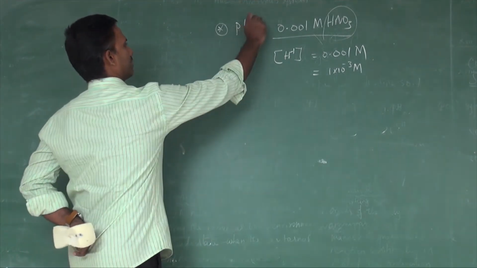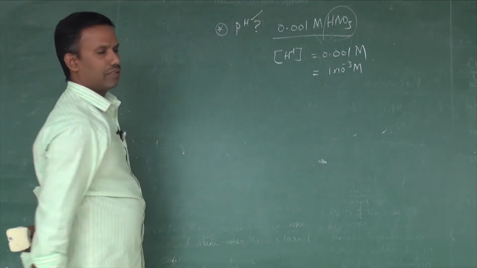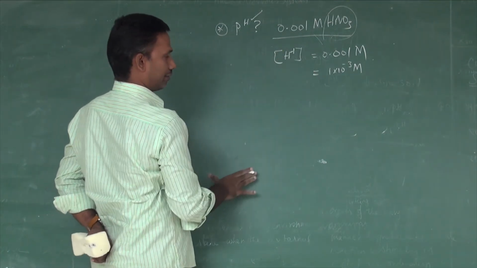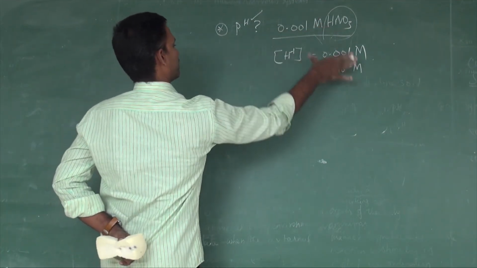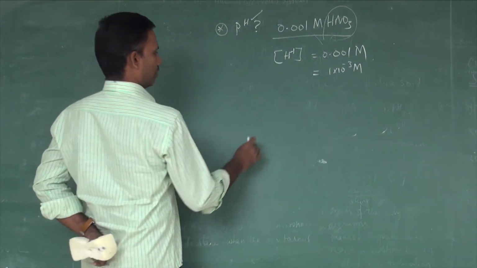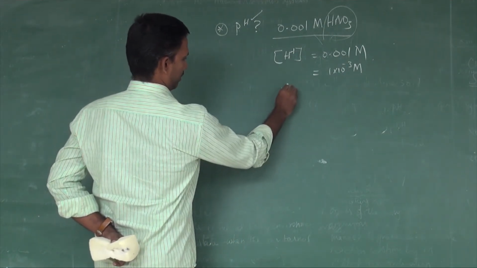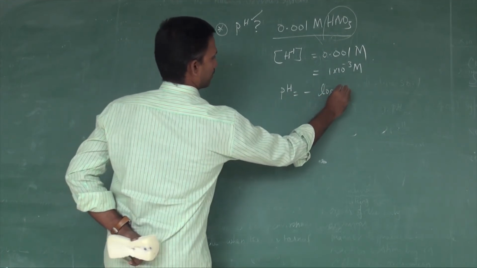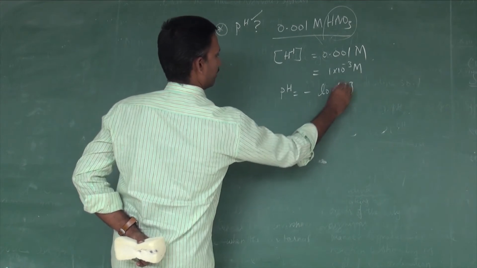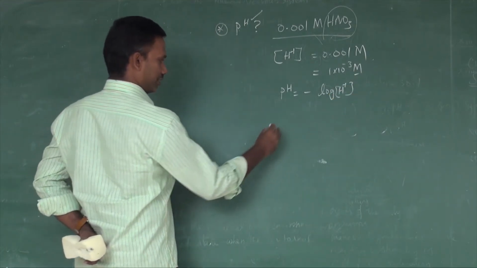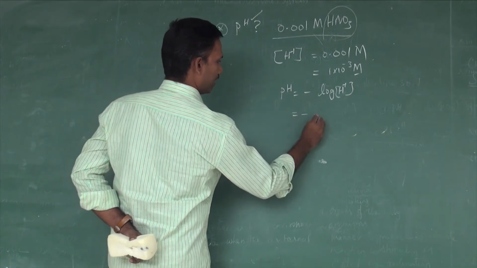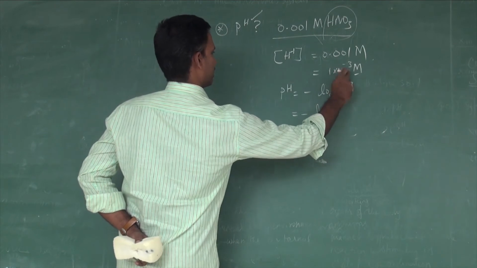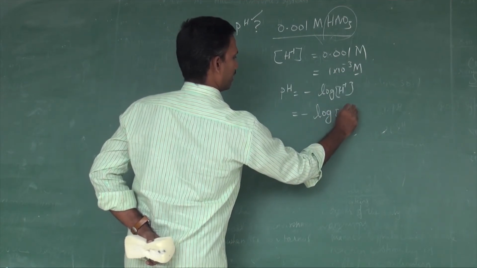Now what is the question asked? What is the pH of the solution? So now we have taken the data from the question, the concentration of H plus ion. So let us apply the formula. pH equals minus log of H plus ion concentration. Here you have the H plus ion concentration, just apply that: minus log of, the 1 is not necessary, simply we can take 10 power minus 3. Okay.